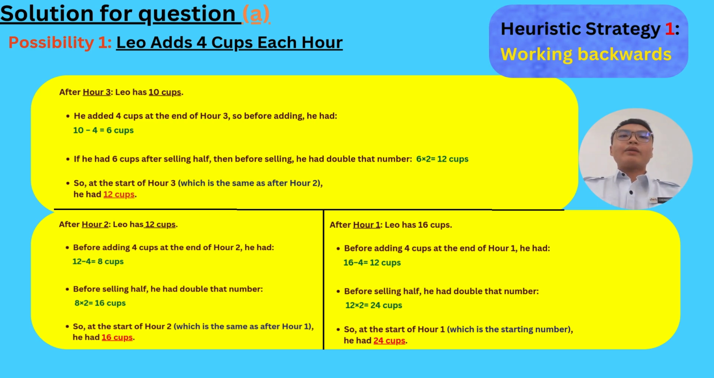After hour 2, Leo has 12 cups. Before adding 4 cups at the end of hour 2, he had 8 cups. Before selling half, he had double that number, so it is 16 cups. So, at the start of hour 2, he had 16 cups. After hour 1, Leo has 16 cups. Before adding 4 cups at the end of hour 1, he had 12 cups. Before selling half, he had to double that, so it is 24 cups. So at the start of hour 1, he had 24 cups.